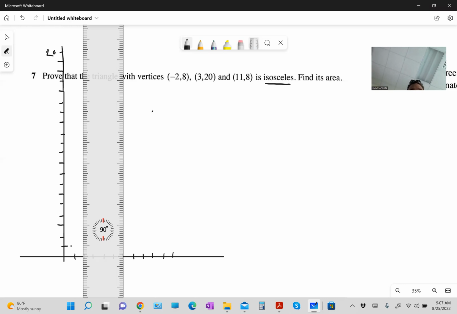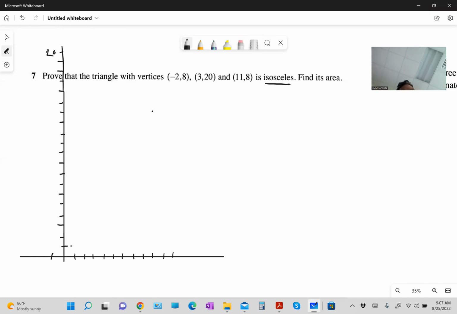Okay, so let's do this together. (-2, 8) is 1, 2, 3, 4, 5, 6, 7, 8, right there. And then you have (3, 20), and 20 is all the way up there. I hope I can align it, but whatever. And then the last one is (11, 8). So here, you can even tell which sides they are. It should be isosceles, right?